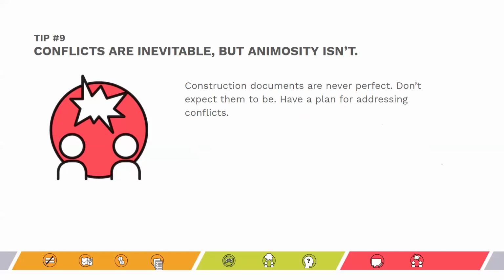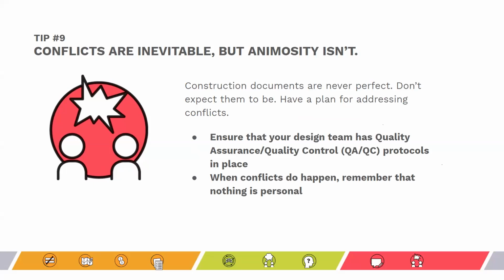Thanks, Leah. So tip number 9, conflicts are inevitable, but animosity isn't. Again, no project or set of plans will ever be perfect, but understanding that from the beginning and having a plan in place for when those conflicts do happen can help keep disagreements from getting personal. Being prepared for conflict can help reduce stress for you and your team. So a couple ways you can do that.